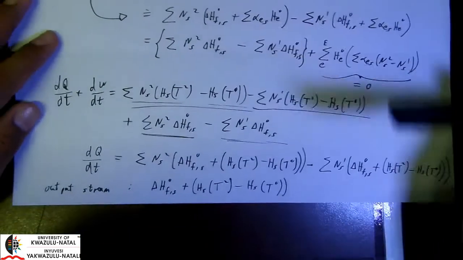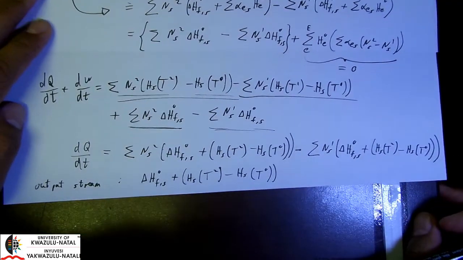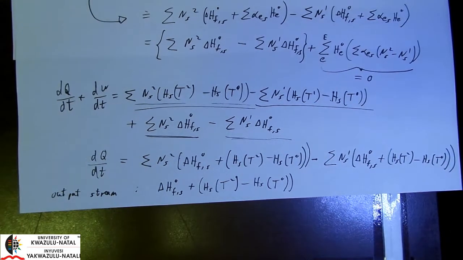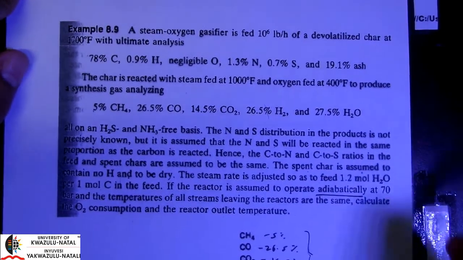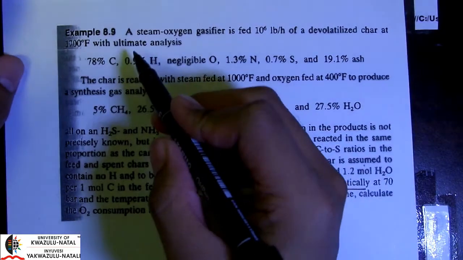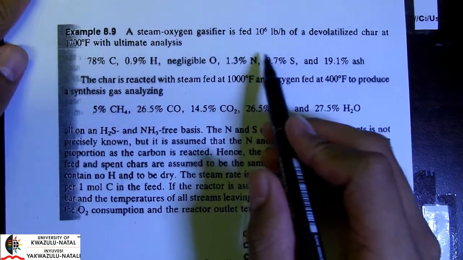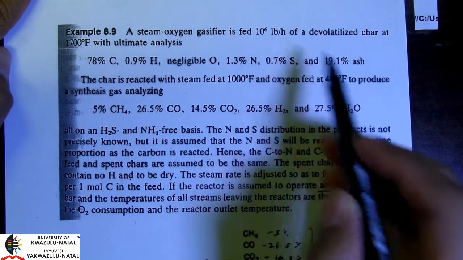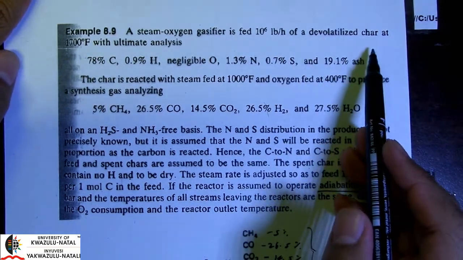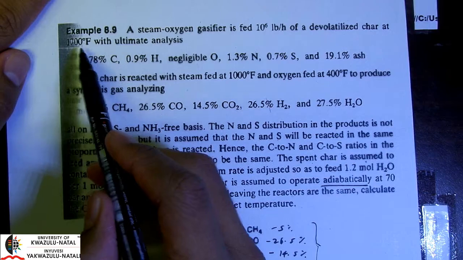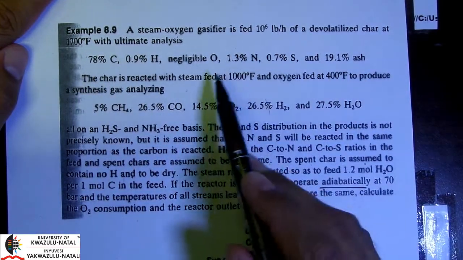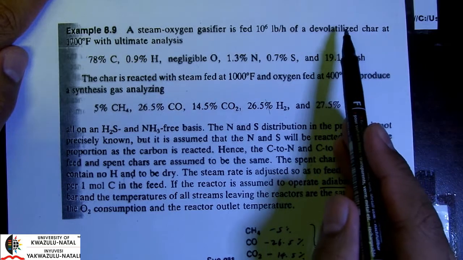Okay, so now let's look at how we can use this equation to solve an actual energy balance problem. Now let's look at an example. A steam oxygen gasifier is fed with 10 to the power 6 pound moles of a devolatilized char at 1700 degrees Fahrenheit, and they have given us the ultimate analysis of this char.